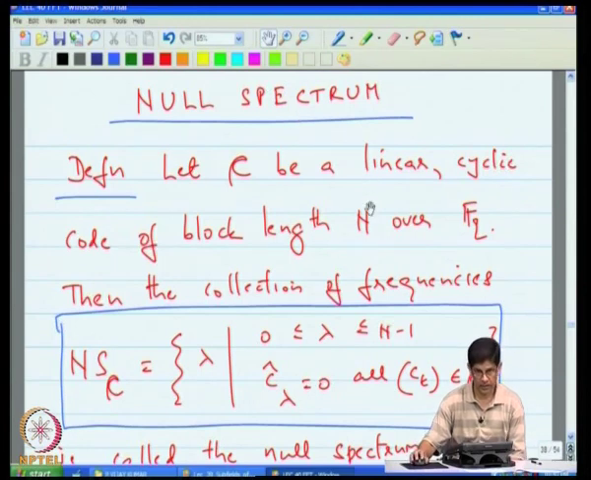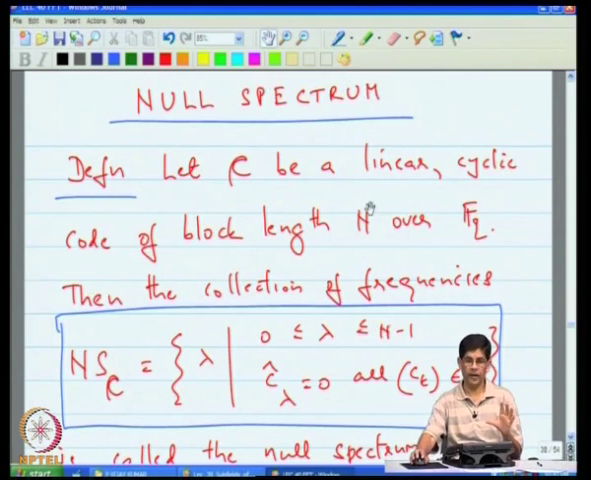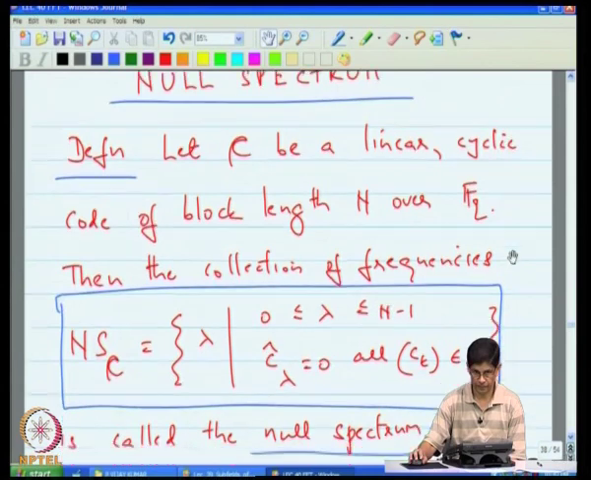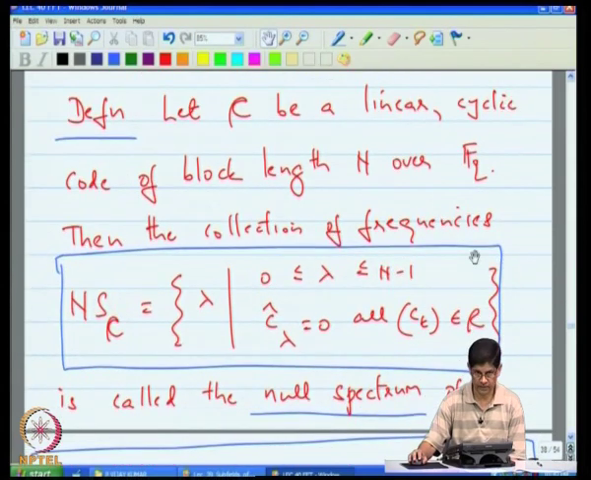The null spectrum is something that is associated with the cyclic code, and it turns out to characterize the cyclic code. So, let C be a linear cyclic code of block length n over the finite field of q elements. Then the null spectrum of the code is the collection of all those frequencies lambda having the following property.